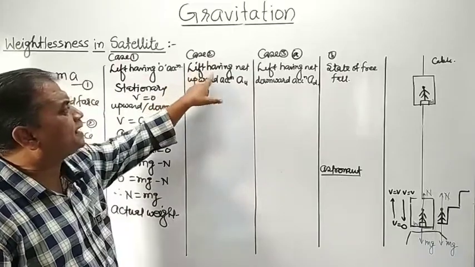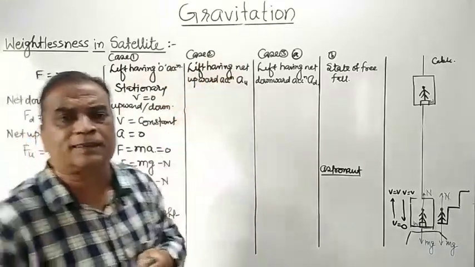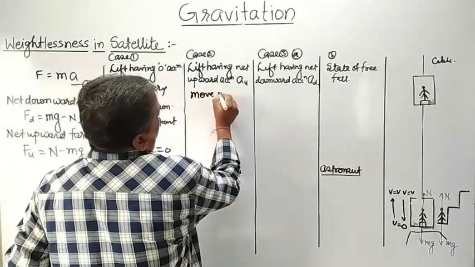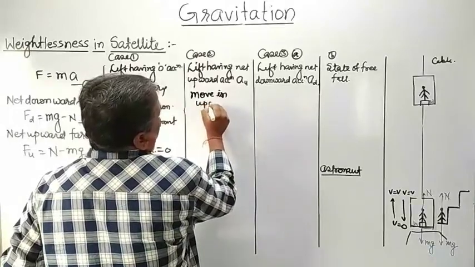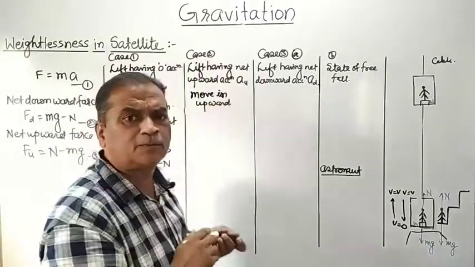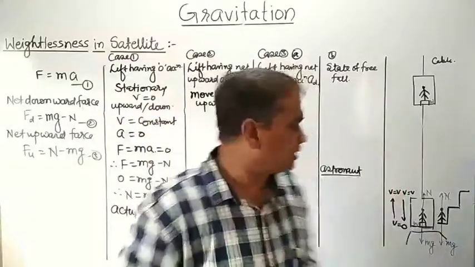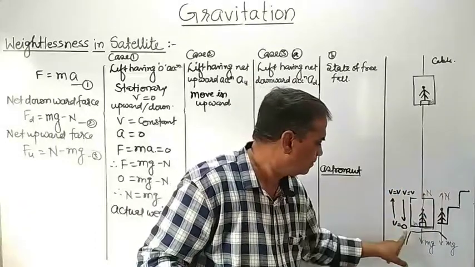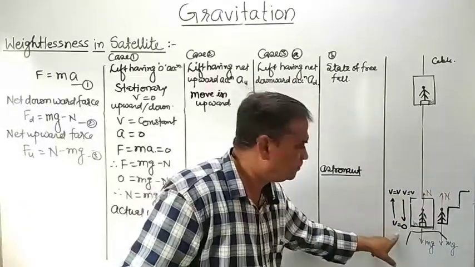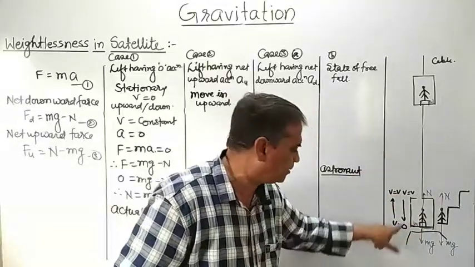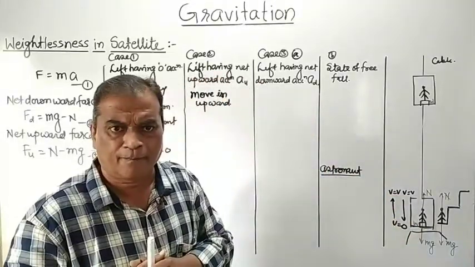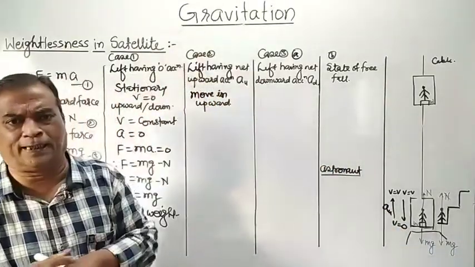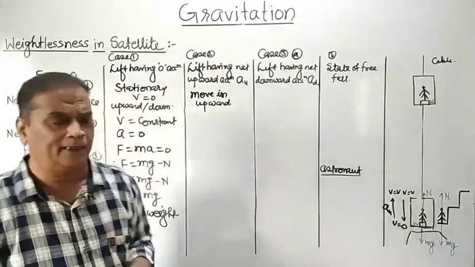When I say the lift is having net upward acceleration, what is needed? The lift must move in the upward direction. It means the lift just starts moving in the upward direction from the lower floor. When the lift starts moving upward, its velocity increases. So the lift is having what? Upward acceleration, because it is moving in the upward direction and velocity is increasing.